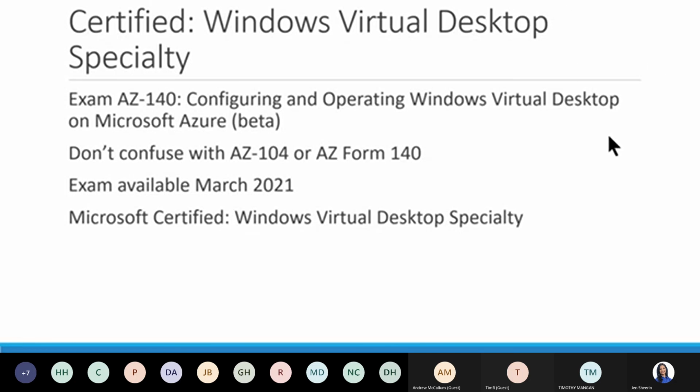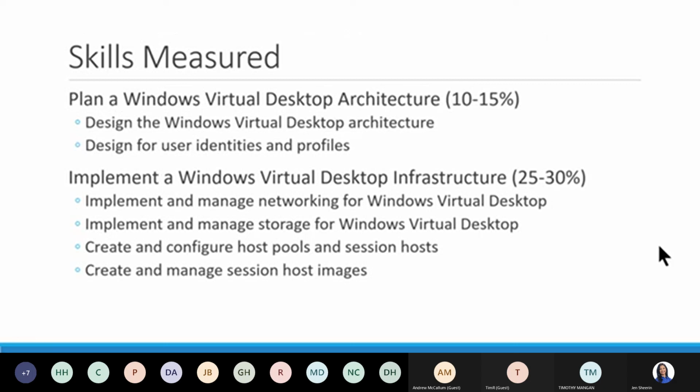And then we can just dive in. I thought I'd cover some of the skills being measured just to get an idea. And this is all available on the Microsoft website. But the first is plan and deploy Windows Virtual Desktop architecture. That includes things like designing a Windows Virtual Desktop architecture, and then user identities and profiles. So coming up with that design on how to deploy, which is always a good thing before you actually go on to the next step, which is implementing Windows Virtual Desktop.